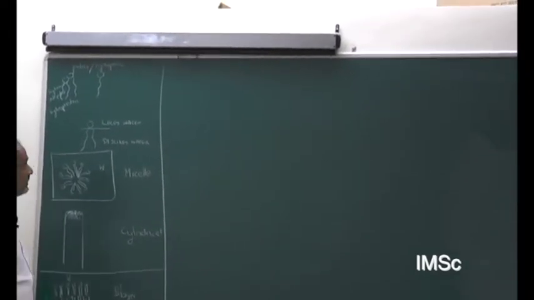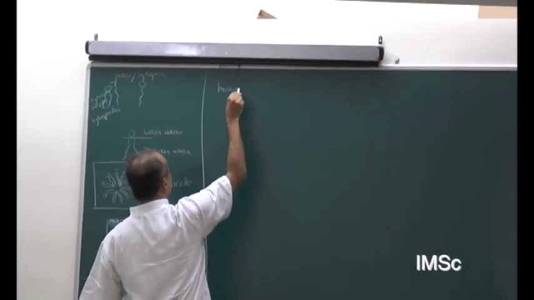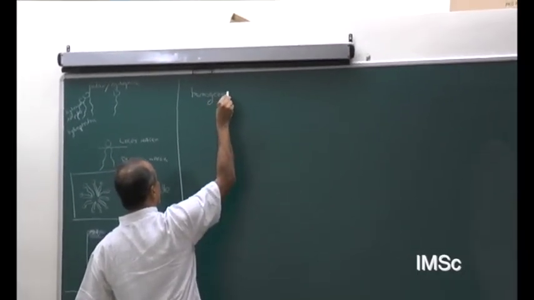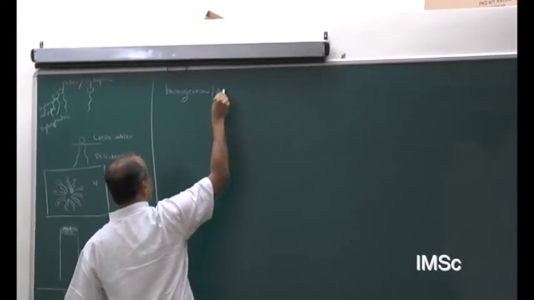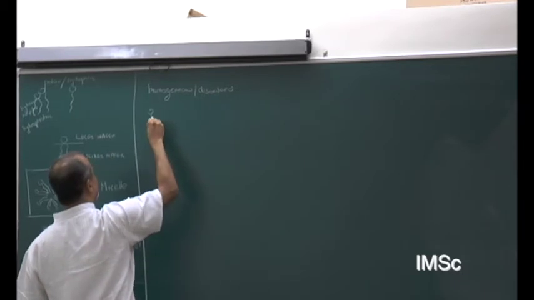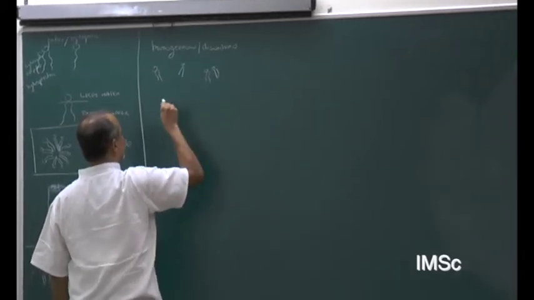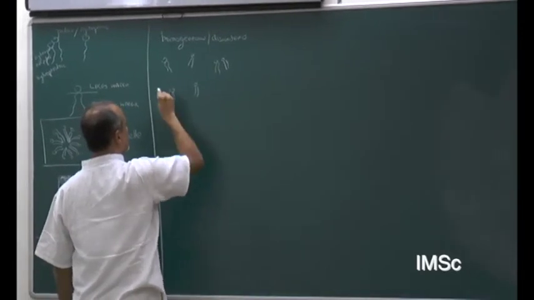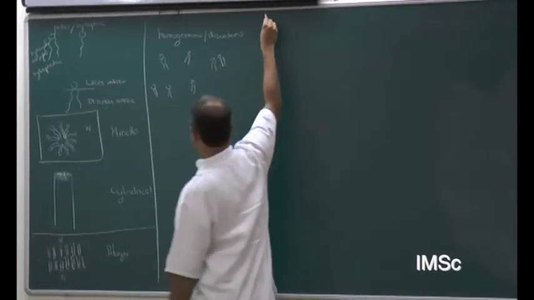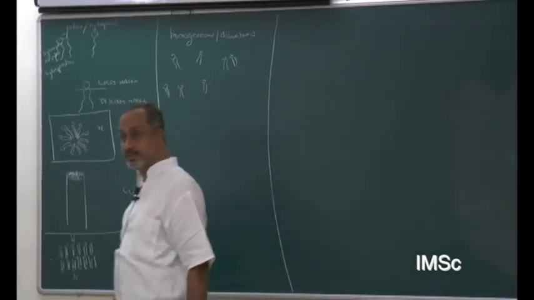Okay. The last was homogeneous or disordered. And that was a state where all of these molecules more or less moved about independently in solution without forming any macroscopically structured phase such as the micellar phase or the cylindrical phase or the bilayer phase.